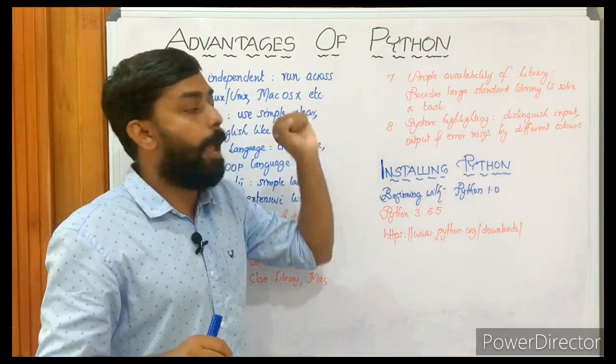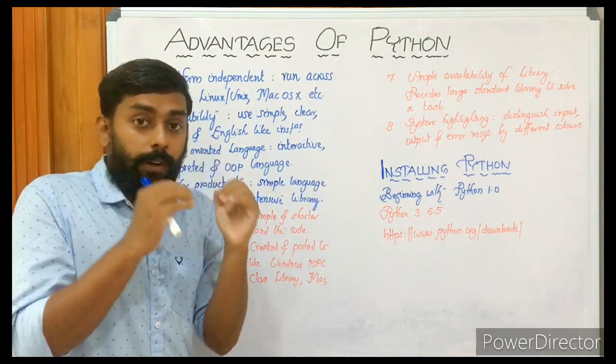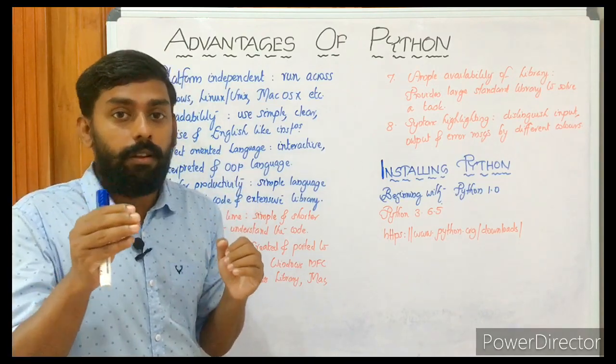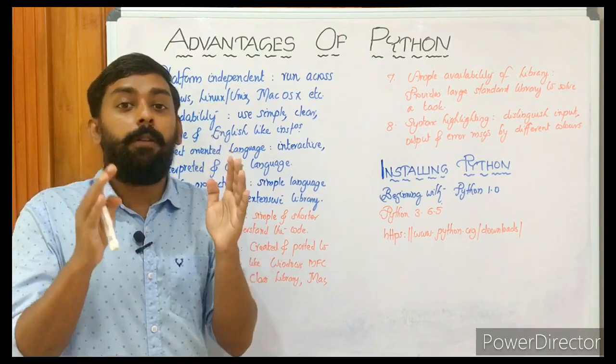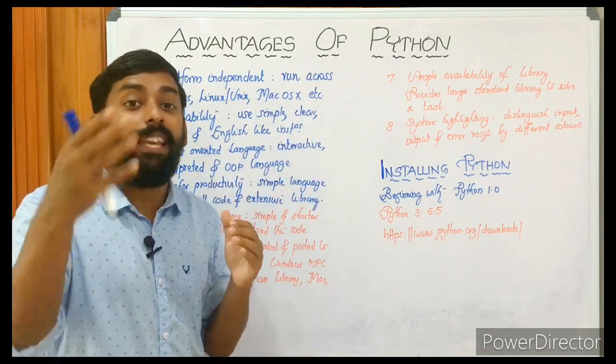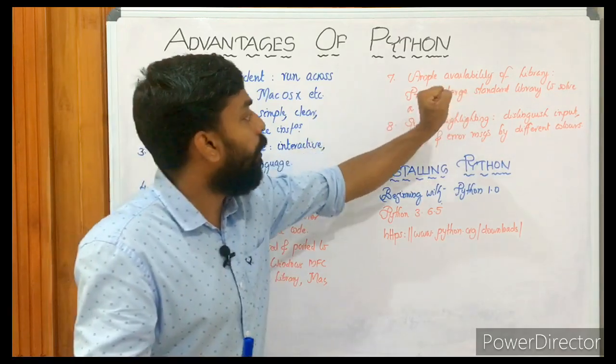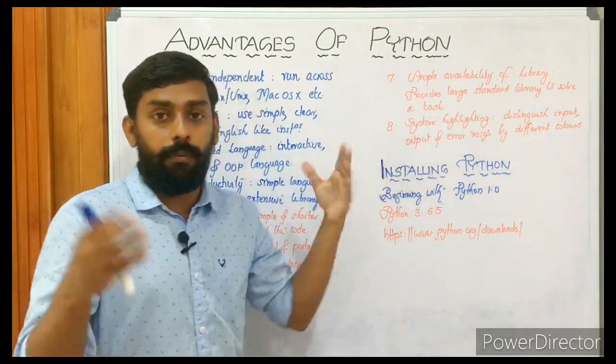Then the 7th one is ample availability of libraries. You know what libraries are? This is one of the most important features of the Python programming language, the availability of such a huge, such a vast library. That makes programming easy and faster. So it provides a large standard library to solve tasks.